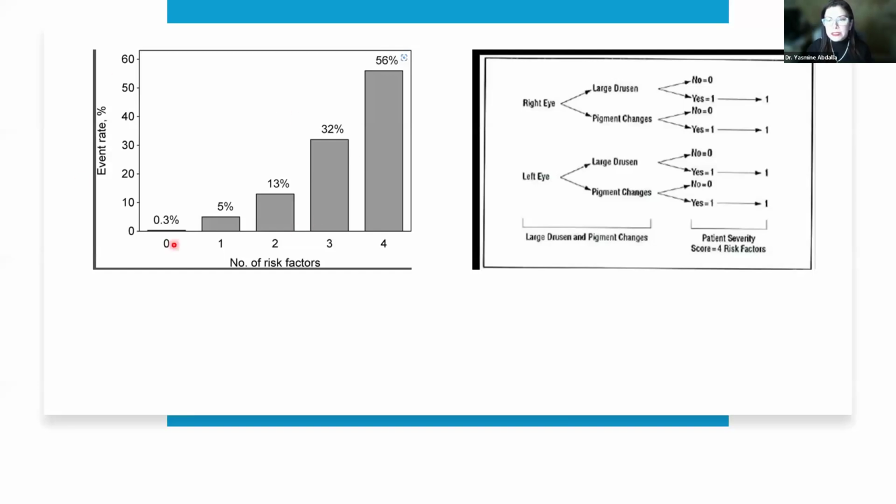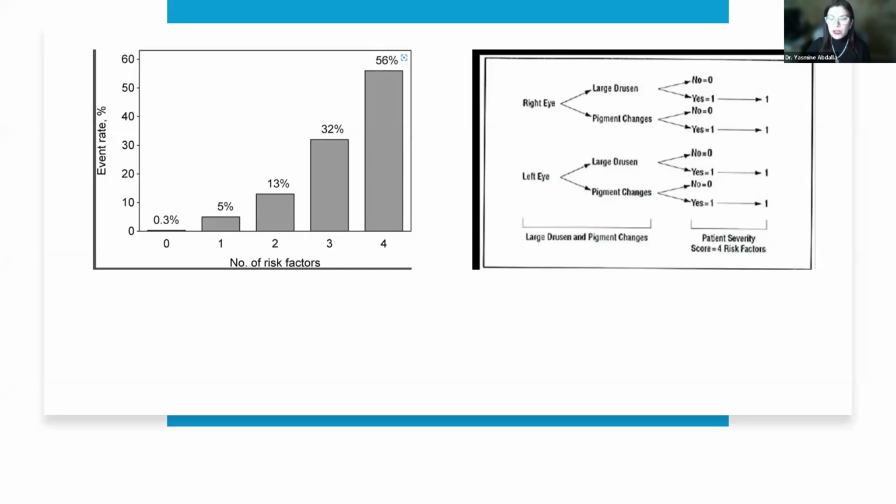So right here, you can see that the approximate 5-year risk of developing advanced AMD in at least one eye increases. And you can remember this with this sequence. If there's 0 factors of the ones we've mentioned, it's 0.5% progression in 5 years. If it's 1 factor, it's around 3 to 5%. 2 factors, it's around 12, 13%. 3 factors, around 25%, and 4 factors around 50%. So you can remember it through that sequence.